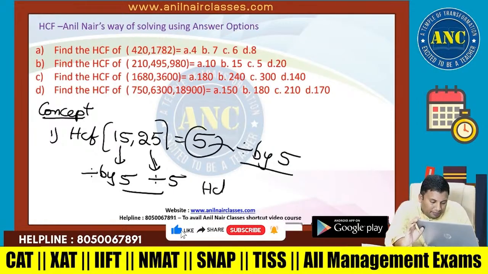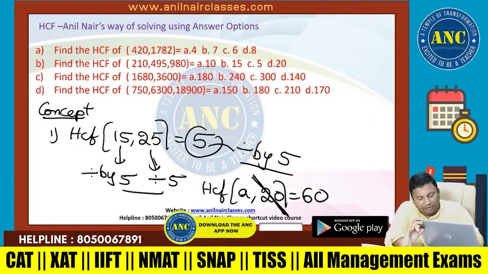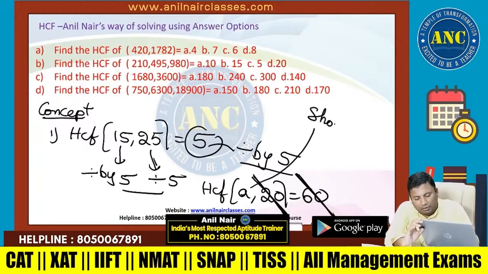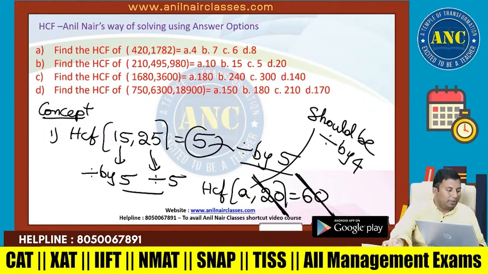Another way: H.C.F. of a and 20 is equivalent to 60. If this is divisible by 4 and this is divisible by 4, a should be divisible by 4. Please write down this point. A should be divisible by 4.